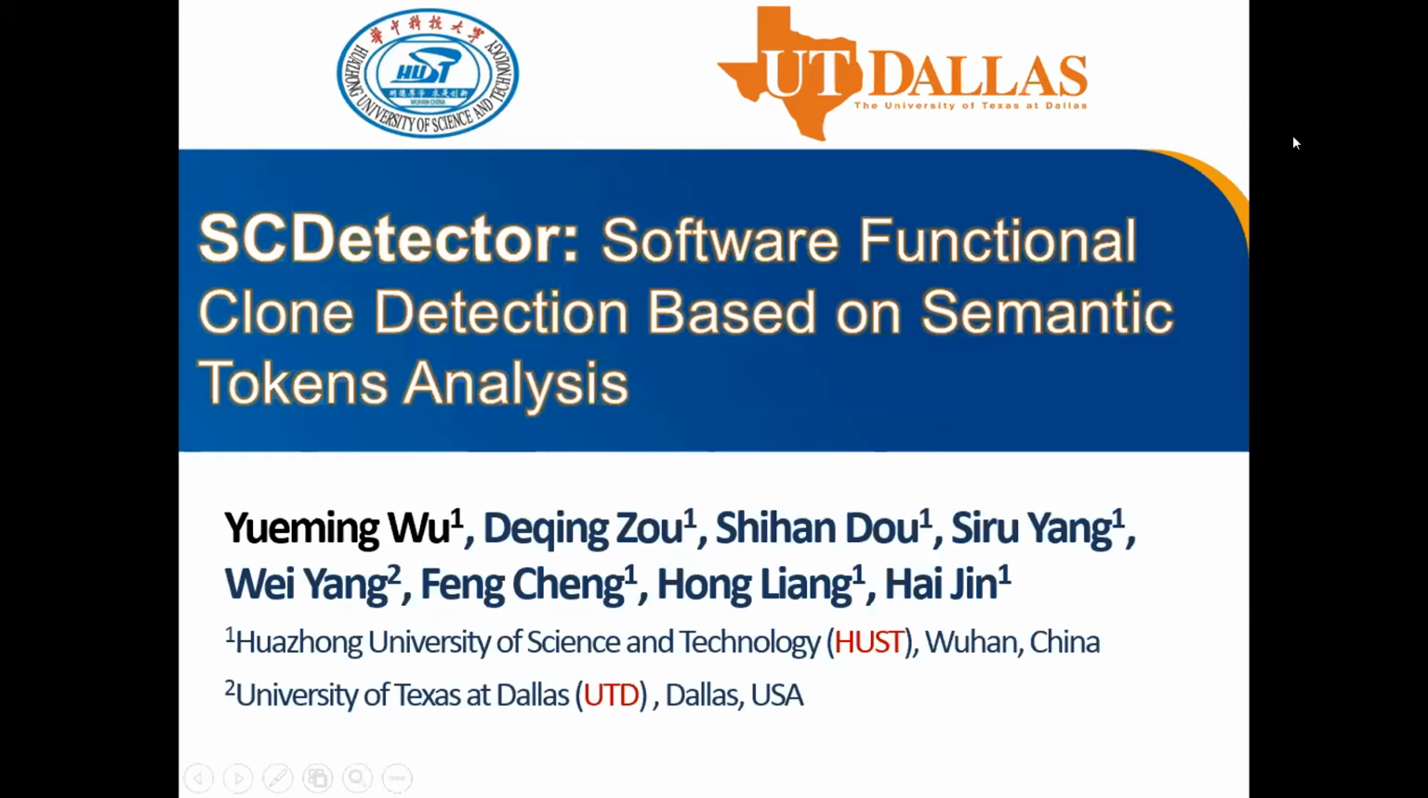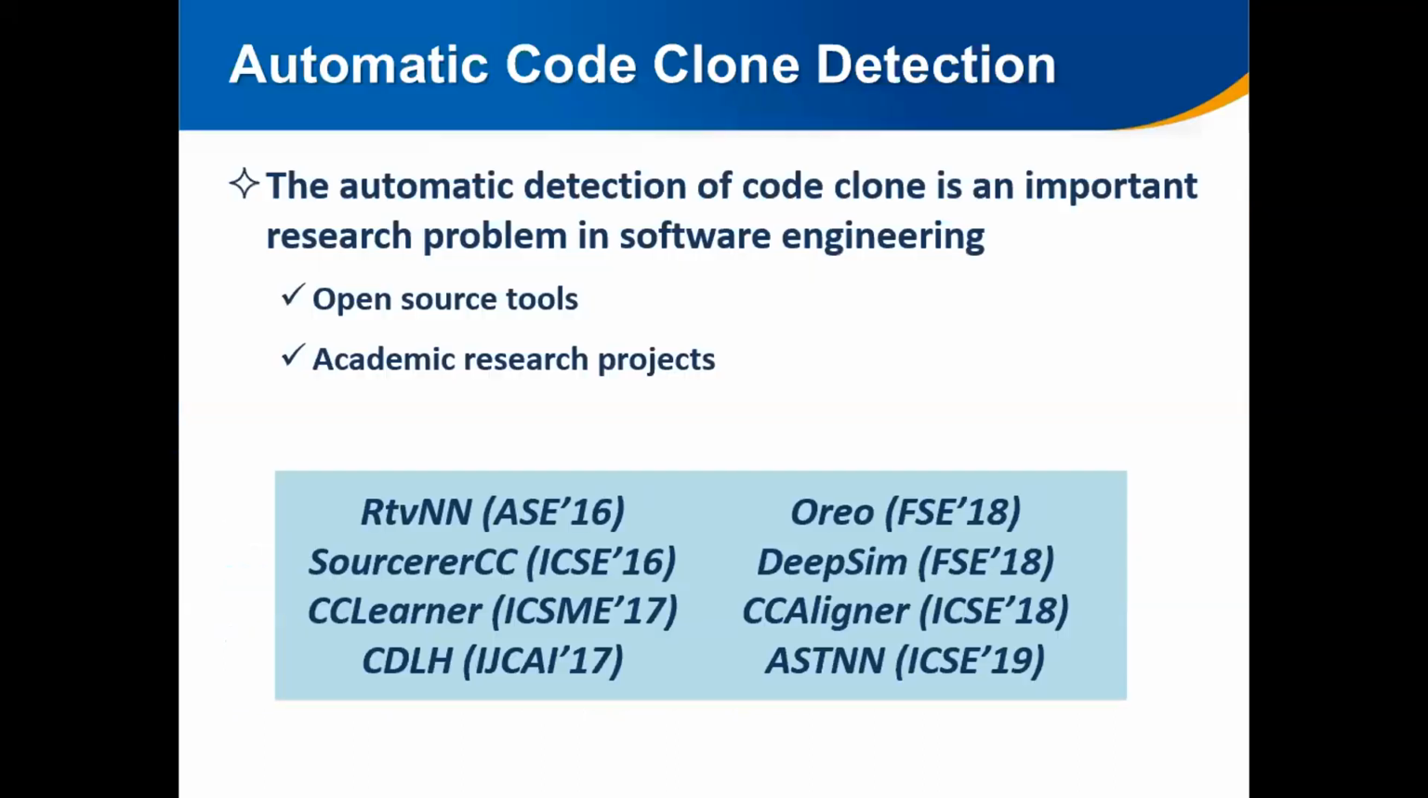Hello everyone, good morning. It's my honor to be here to present our paper. My name is Yueming Wu. I'm from Huazhong University of Science and Technology in China. Our paper is in cooperation with Professor Liang, who is from the University of Texas at Dallas in America. The automatic detection of code clones is an important research problem. Many tools have been proposed for achieving the goal, such as some open source tools and academic research projects.